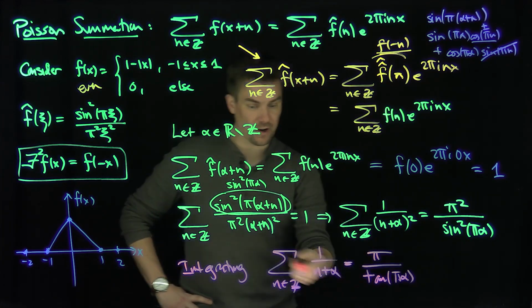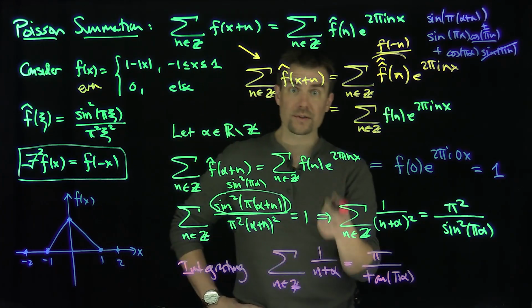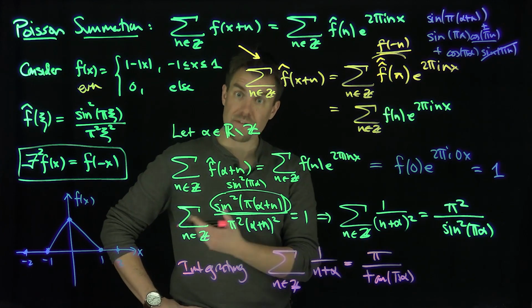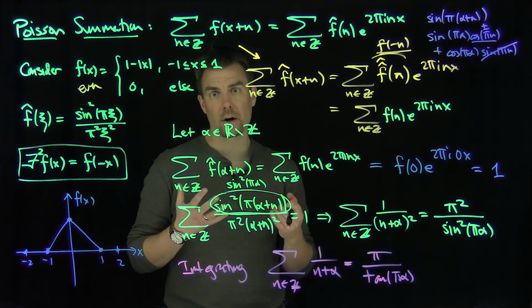And this representation formula is very, very useful in a lot of number theoretic contexts. So Poisson summation is a very powerful tool in terms of deriving infinite expansions that relate two number theoretic quantities to each other.